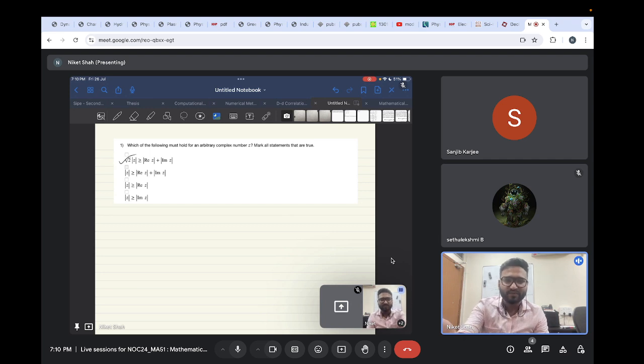So, for example, this first question right here. I'll not be solving all the parts. It requires you to mark all the correct statements. If you can read the question: which of the following must hold for an arbitrary complex number z? Mark all true statements. I will give you a flavor and an idea as to how you can solve this particular kind of question, and the remaining parts you can solve yourself, right?